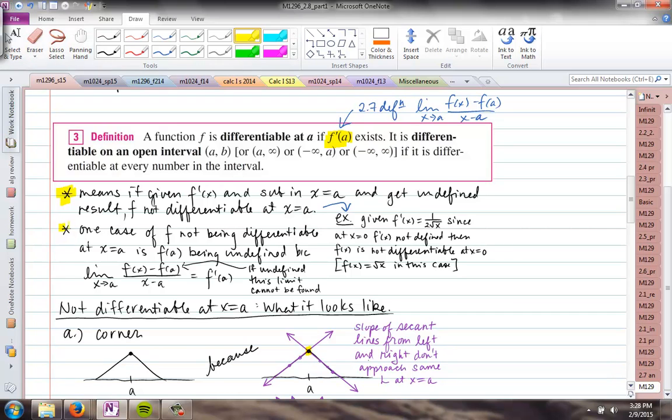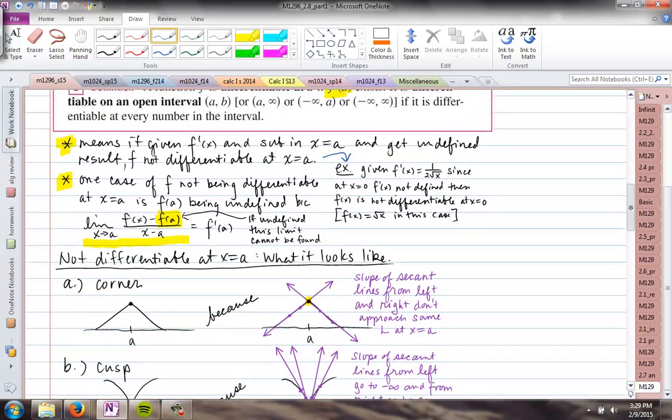Another scenario, highlighting this next star, is f not being differentiable when, like I was saying before, this 2.7 definition is not upheld. A common place where that occurs is when f of a does not exist. If you can't plug in f of a into this limit, then you can't determine what the limit is. And so that's an issue too. So now we'll go through all the cases.